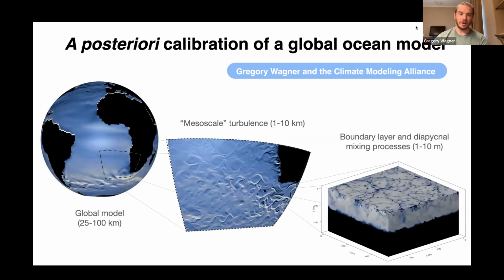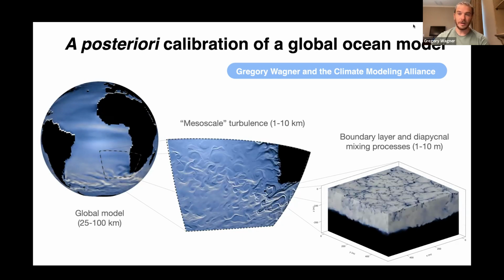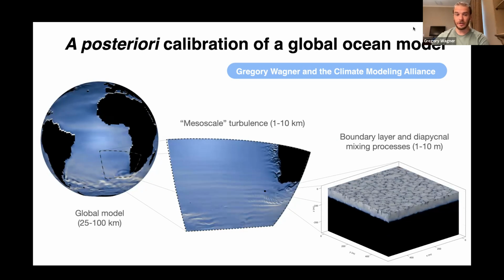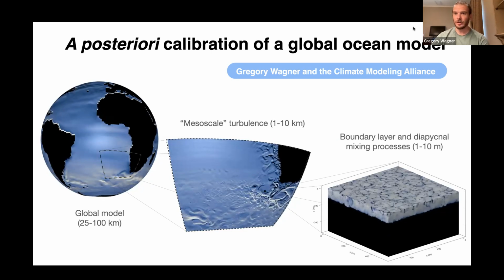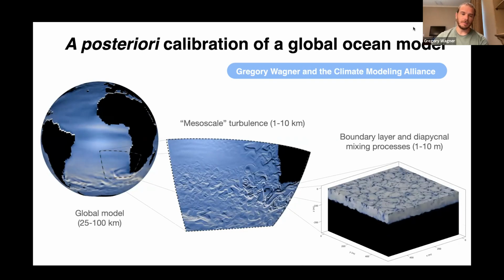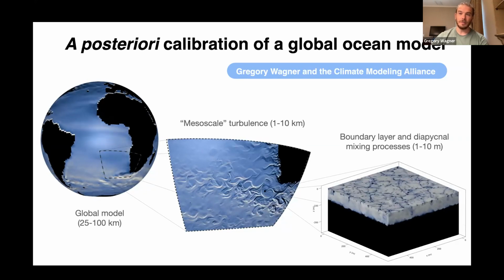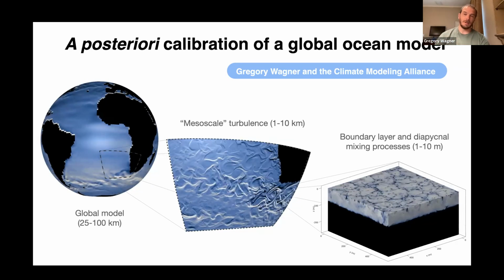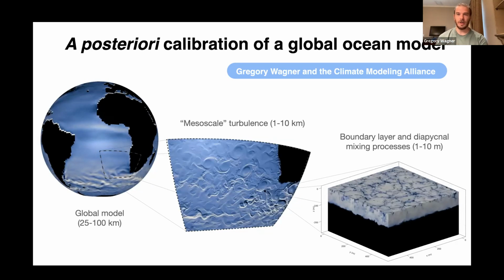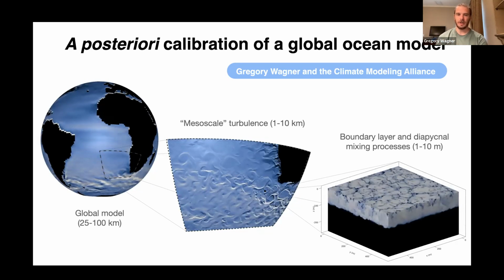If we zoom out just a little bit, but not all the way to the global scale, to scales of 1 kilometer to 100 kilometers, we start to resolve processes that involve lateral heterogeneities, and in the ocean community we call this mesoscale turbulence.